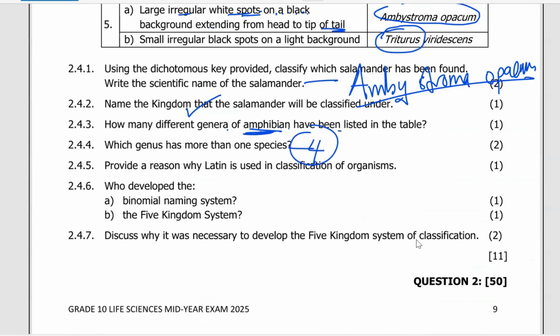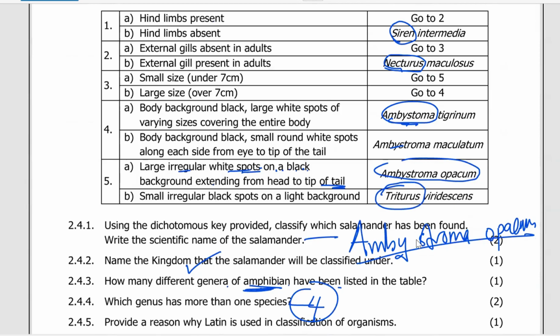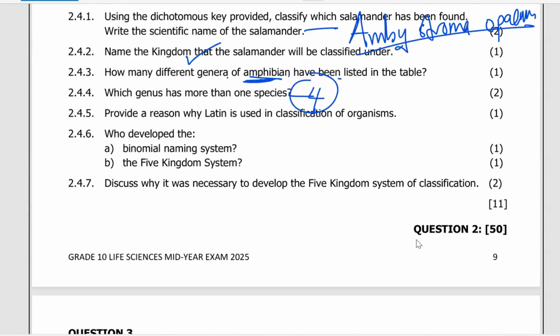Provide a Latin name for classification of this organism. Yes, Latin name. Then they're saying provide the reason why Latin names are being used in classification. So basically we do that because Latin is a universal language. Actually, we do that so that we avoid confusion. Why? Because some organisms may have the same name with different meanings. So we use Latin names to avoid confusion, and because Latin names don't change. Yes, they remain unchanged.